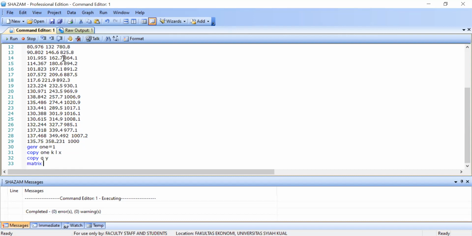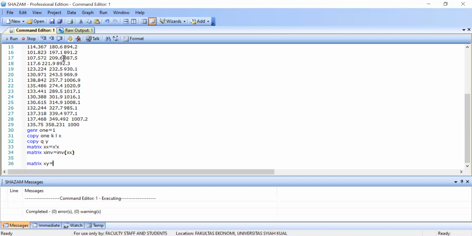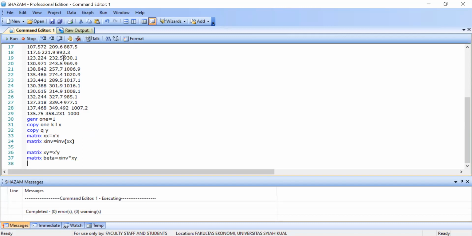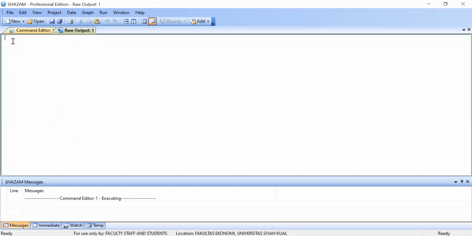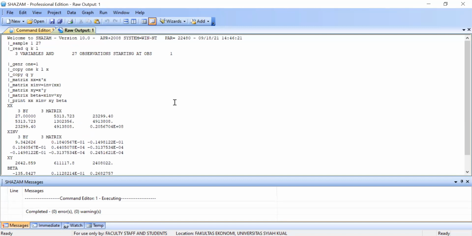So we create matrix XX is X prime X. Matrix X inverse is inverse XX. Matrix XY is X prime Y. So we can calculate matrix beta equal to X inverse multiplied by XY, and we print the calculation results: XX, X inverse, XY, beta. We get the value of each variable here. Can you see this one?